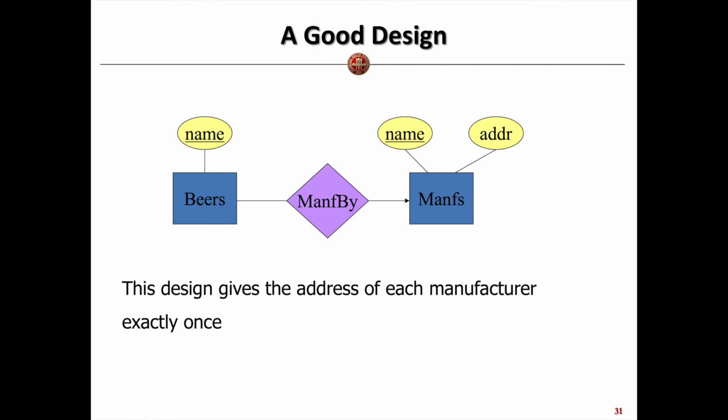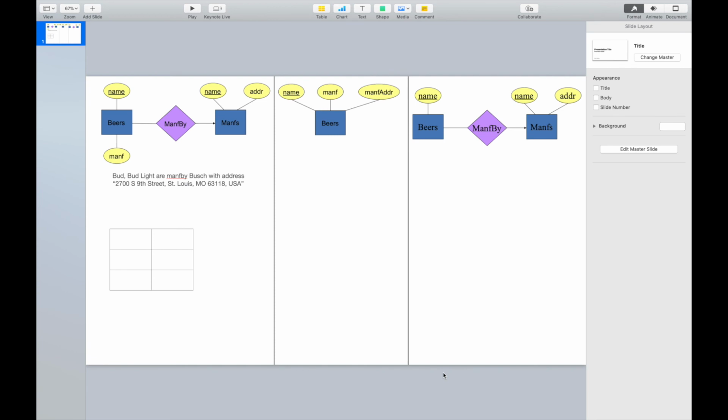I can also use one example to compare these three different designs with some concrete data. To compare these three different ER model designs about the same information in the real-world domain, we want to show the difference by using some concrete data from the real world. Let's assume we want to model some data here. Bud and Bud Light are manufactured by Busch. This is the manufacturer name, with address 2700 South 9th Street in St. Louis in the US. How can we model this kind of information we have in the real world?